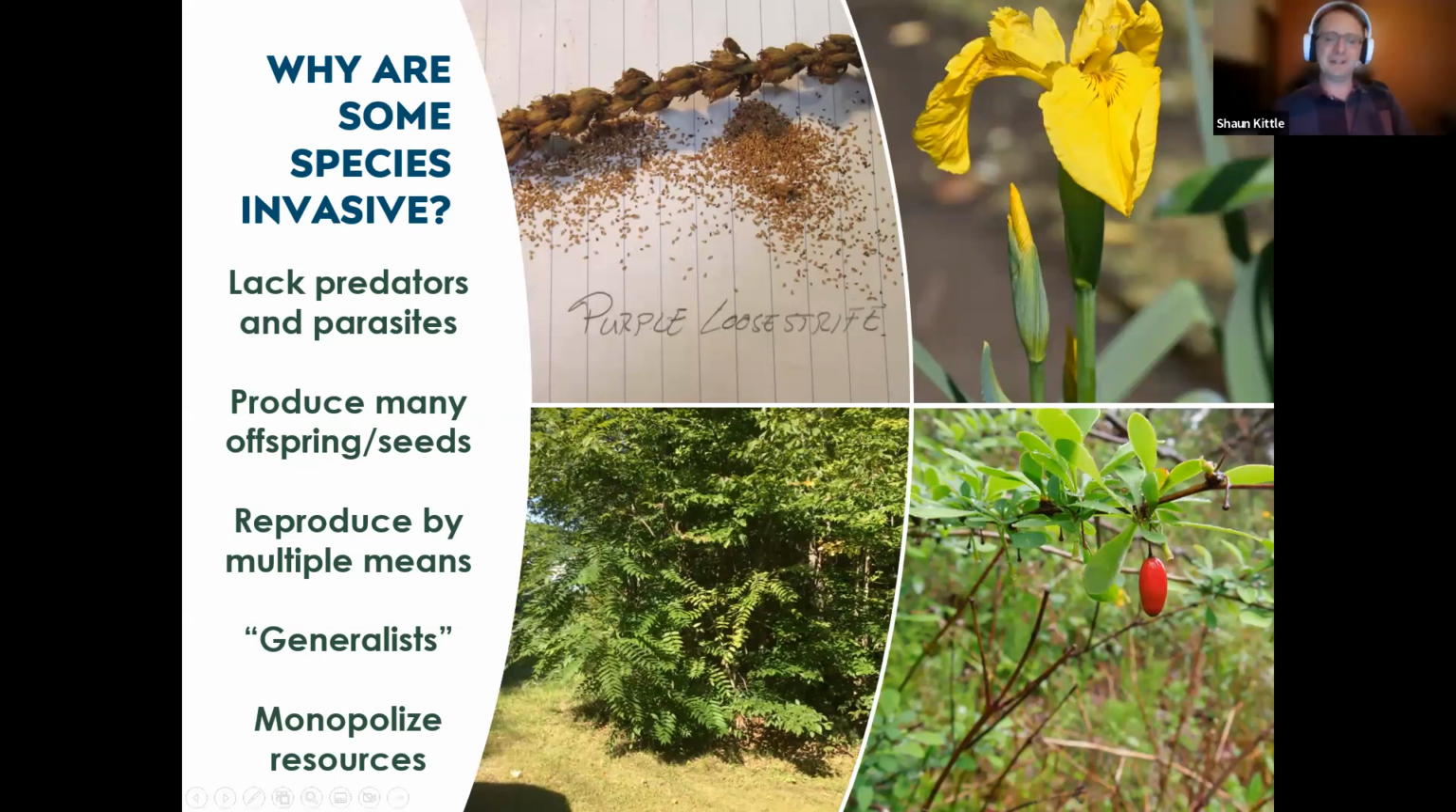And then lastly, it's worth mentioning that they can also monopolize resources. We're going to see an example of that on the next slide. But once established, a lot of invasive species can form a monoculture and hog all of the resources for themselves, making it really difficult for native species to coexist with them.